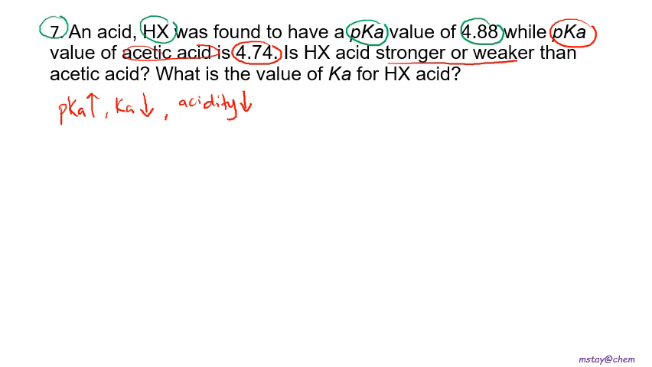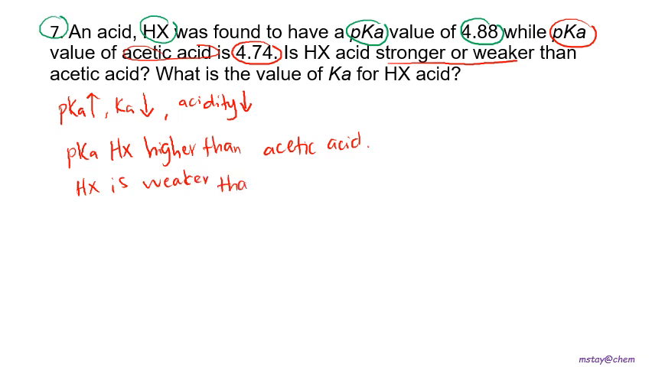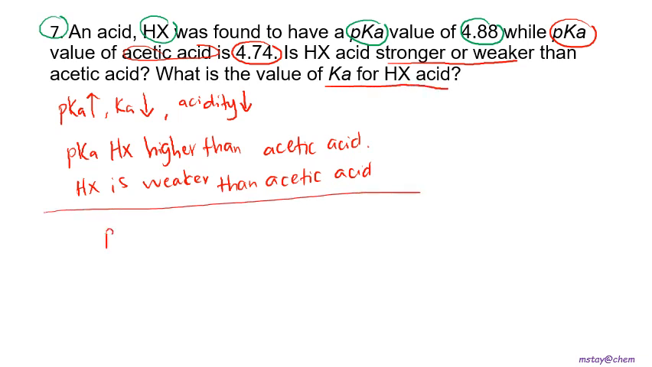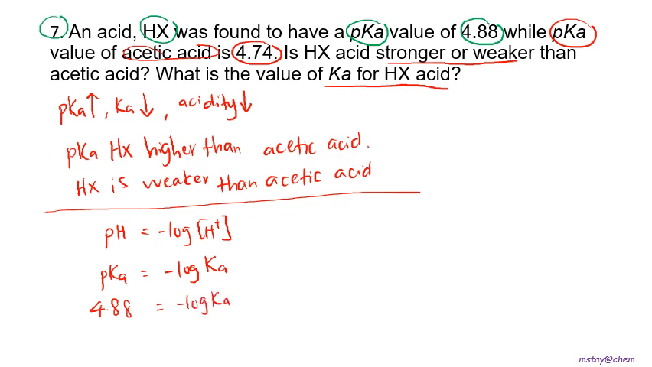So in this case, pKa value of HX is higher than acetic acid. Therefore, HX is weaker than acetic acid. So second part of the question, what is the value of the Ka for HX acid? So as we know, pH is equal to negative log concentration H plus. So pKa will equal to negative log Ka. So now we have the value of pKa, which is 4.88 equal to negative log Ka. So anti-log negative 4.88, we will get the Ka value is 1.32 exponent negative 5.